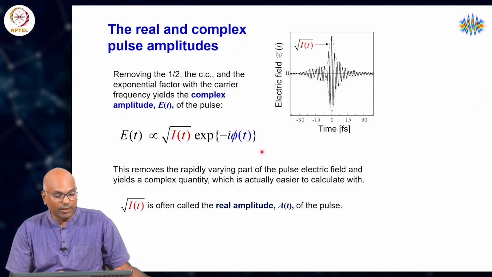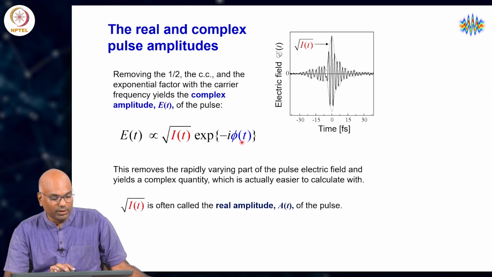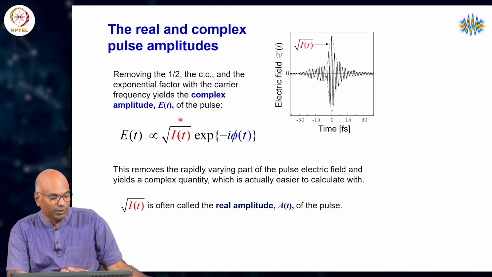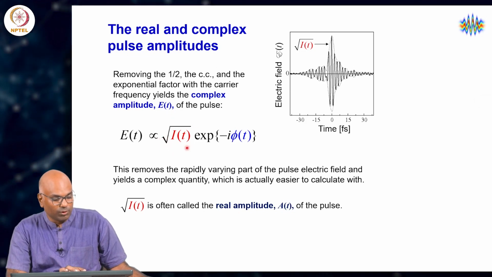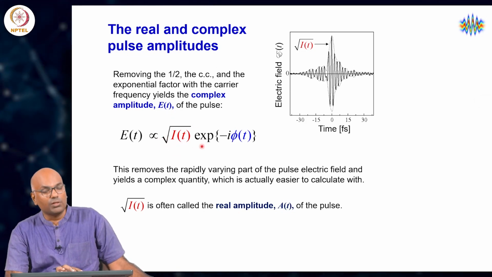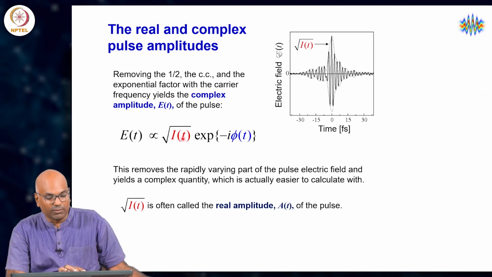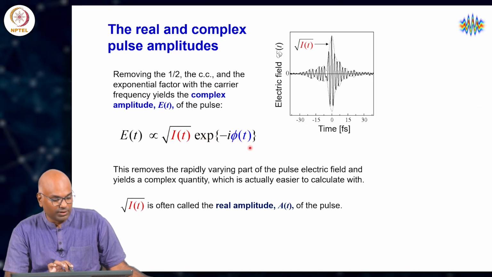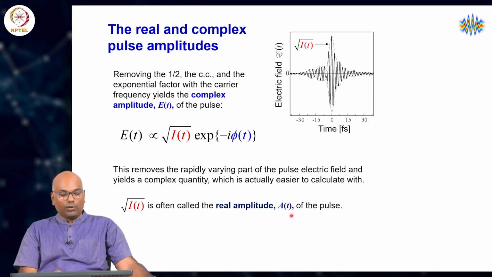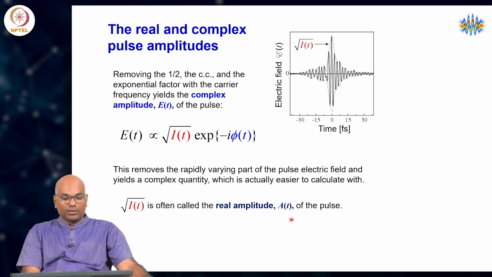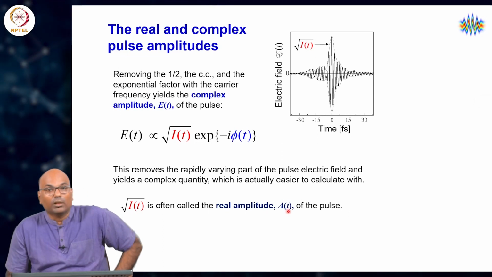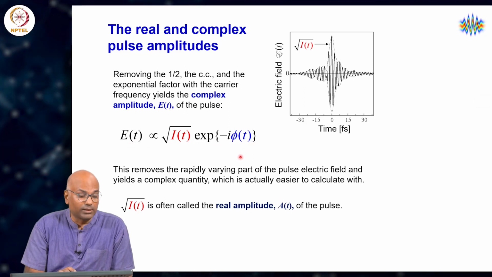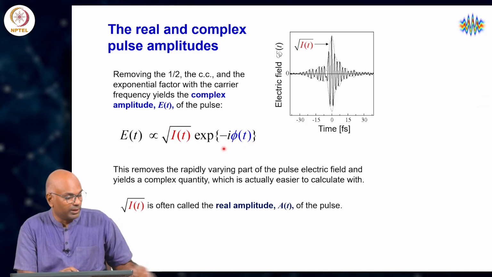Okay. So, now if we throw away the fast carrier oscillations and build the so-called complex amplitude of the pulse, which we call E of t, it is proportional to the square root of I of t, where I is the intensity function. So, the time variation of the intensity function pertains only to the envelope, and exp of i phi of t, where phi of t is the phase term. Square root of I of t is often called the real amplitude, which sometimes in the literature is given the nomenclature A of t, whereas E of t is essentially the complex amplitude, which is the real amplitude multiplied by exp of i phi.